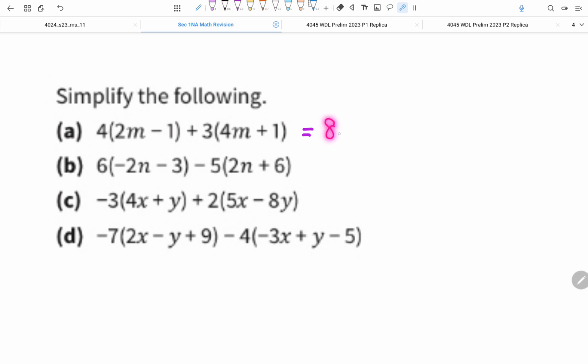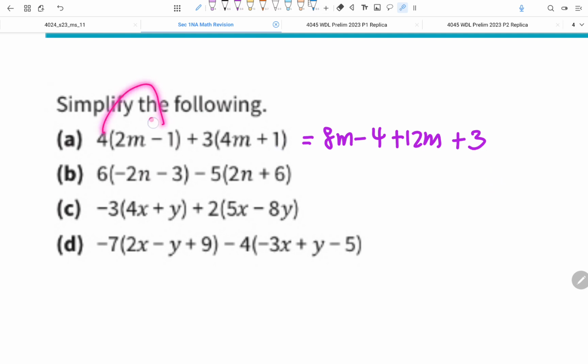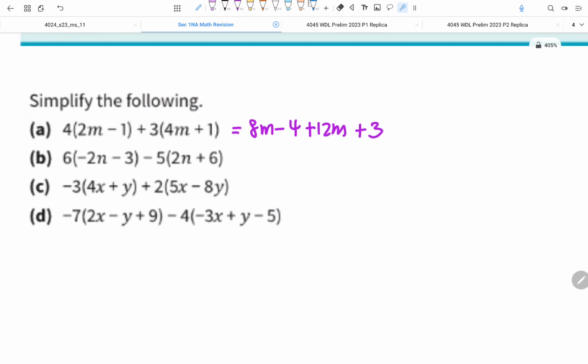First one, 8m minus 4 plus 12m plus 3. Now how do I know? 4 times 2, 8m. Positive, right? 4 times negative 1 is a negative 4. Positive 3 times 4 is a positive 12. Positive 3 times positive 1 is positive 3. Now from here, simplify. 8m plus 12m gives me 20m. Negative 4 plus 3 on the calculator will give you a negative 1. Please be careful.